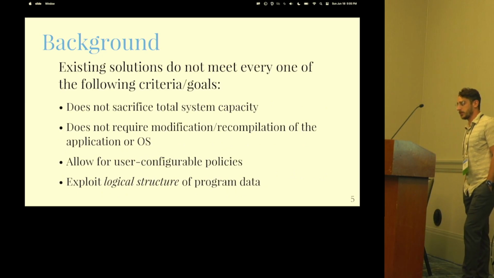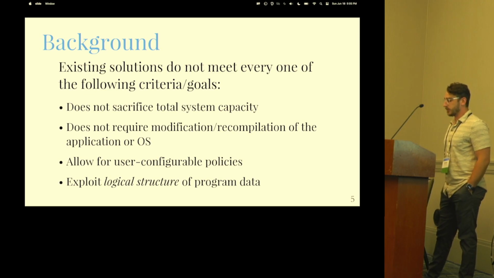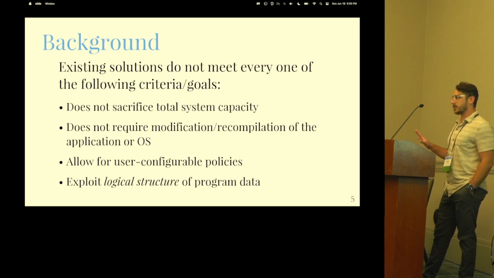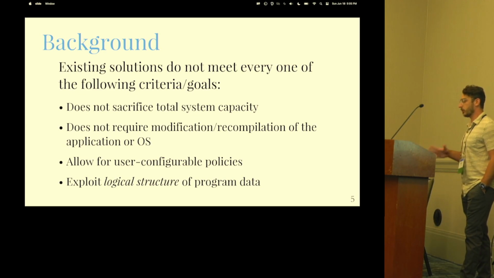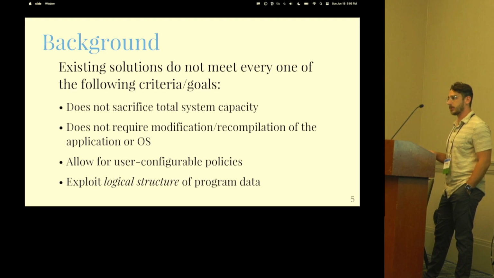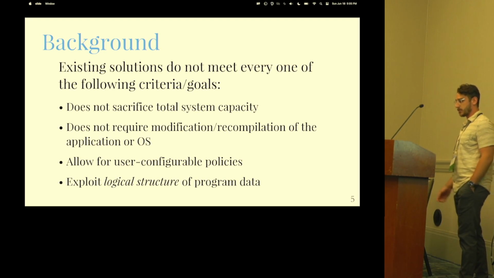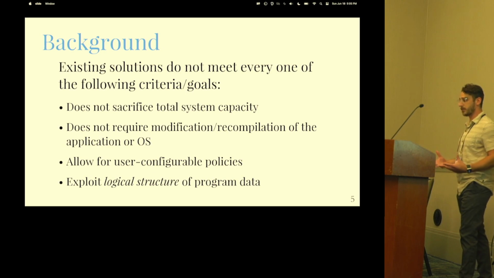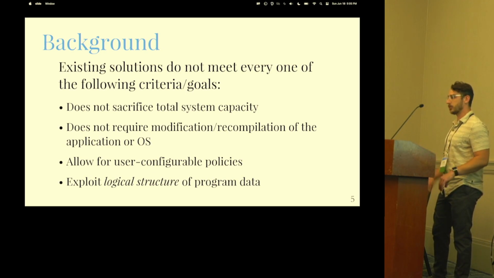So these solutions are great, and we've tested some of them, and they work really well, but none of them satisfy all of the following criteria or goals, right? So like I said, the hardware-based approaches sometimes sacrifice total system capacity because you have to use one tier as a cache for the other. Some of them require modifying the application or modifying the operating system, recompilation and things like that, which sometimes can be intractable depending on your situation.